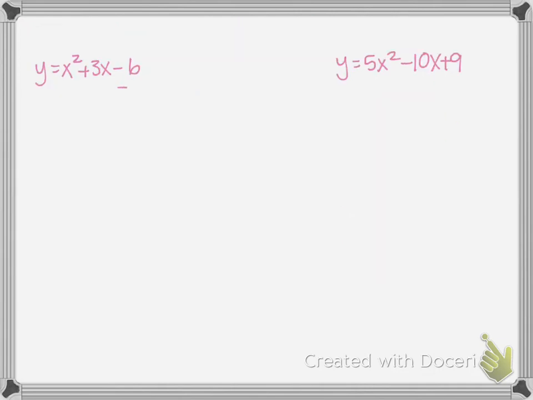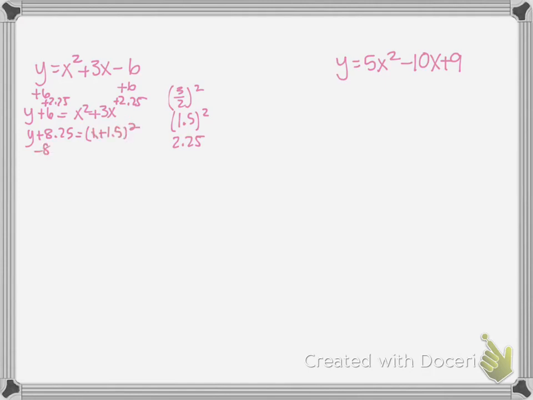Okay, my next one here, we're going to get that 6 over. So y plus 6 equals x squared plus 3x. Don't have any GCF, so 3 divided by 2 squared, so 1.5 squared. Gets me 2.25, so that's what I add to that 6. So y plus 8.25 is equal to (x plus 1.5) squared, and then we just move them over. So subtract 8.25, subtract 8.25. So y equals (x plus 1.5) squared minus 8.25.